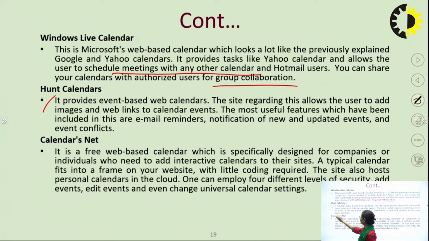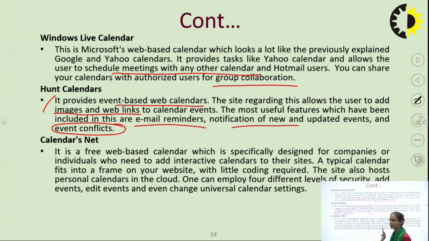Another example is Hunt calendars. It provides event-based web calendars. The site allows the users to add images and web links. That is, this particular thing is available with the Hunt calendars. Another useful feature included in Hunt calendars is email reminders. That is, whenever a particular task or event is scheduled, an email reminder will be sent to the users. You also get notification of new and updated events and event conflicts. If there are certain events that are conflicting, then an alert would arise and be sent to the user.